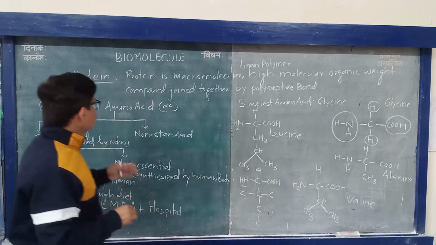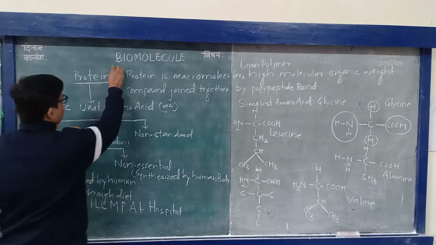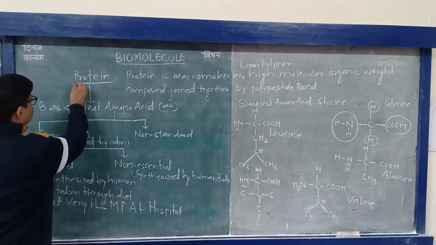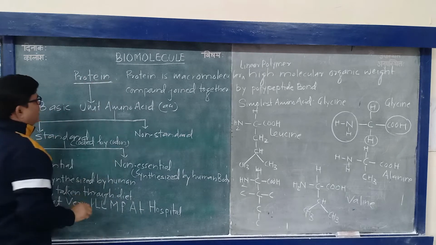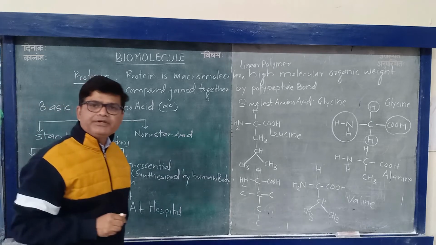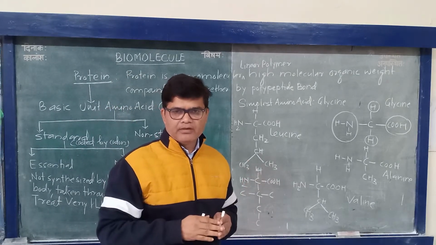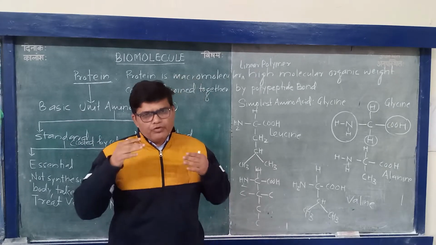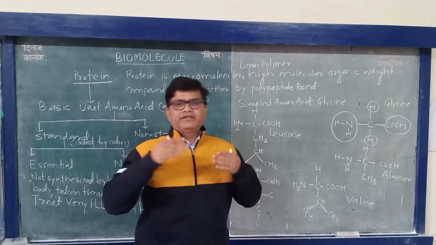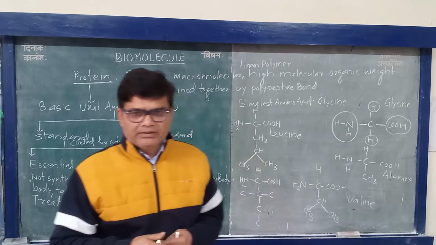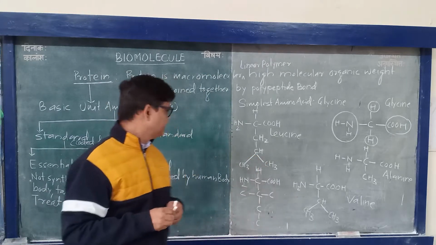Today in continuation with biomolecules, I am going to discuss protein and the basic unit of proteins, that is amino acids. All of you know the total number of different types of amino acids present in your body, that is 20.